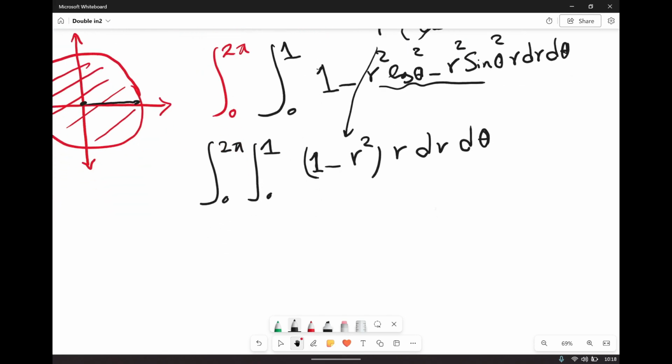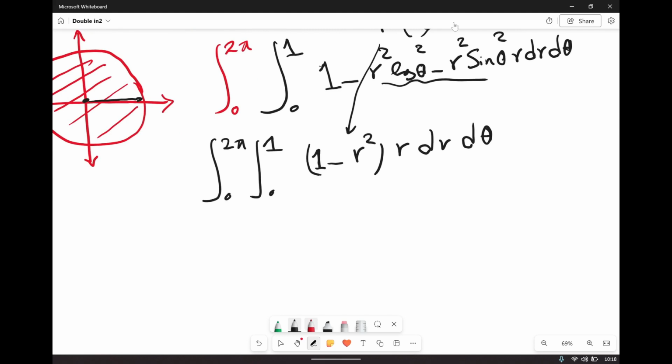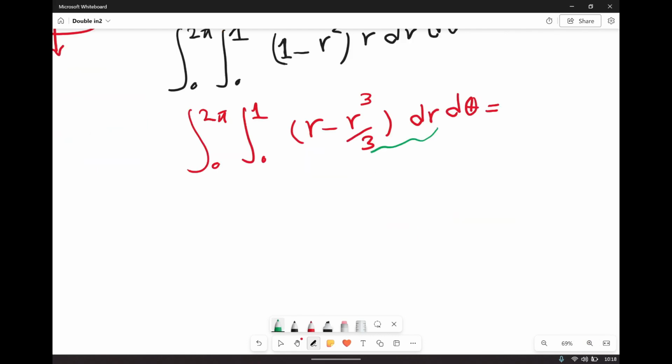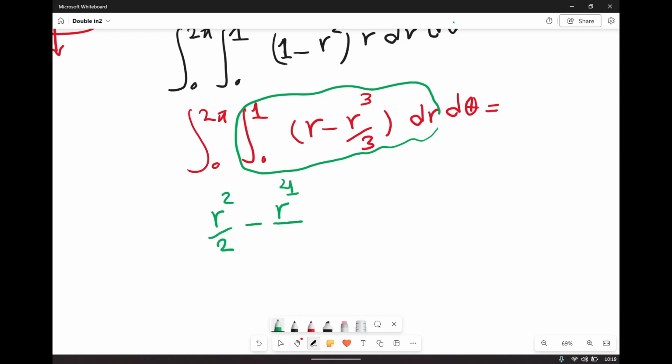Is it not simpler than the previous one? Yes, absolutely. That is the integral from 0 to 2 pi, from 0 to 1, of r minus r to the power 3, dr d theta. Our partial integration with respect to r is r squared over 2 minus r to the power 4 over 4, and now I substitute 0 and 1, which is 1 over 2 minus 1 over 4.